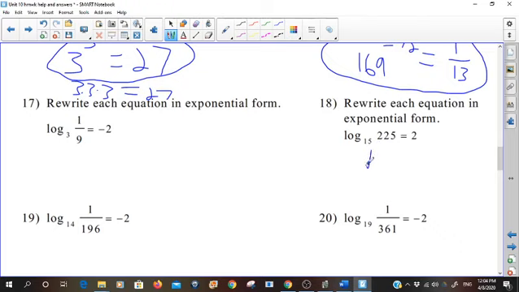So again, we bring down the base, so 15 to the squared power equals 225. And 15 times 15 is 225.